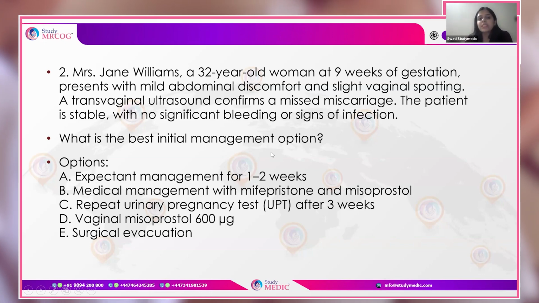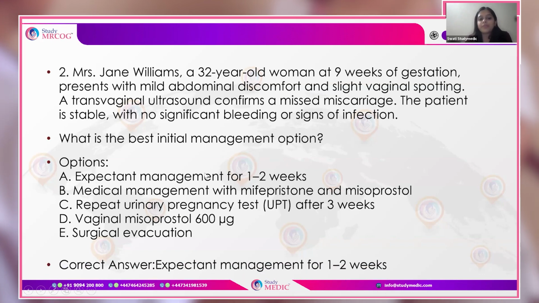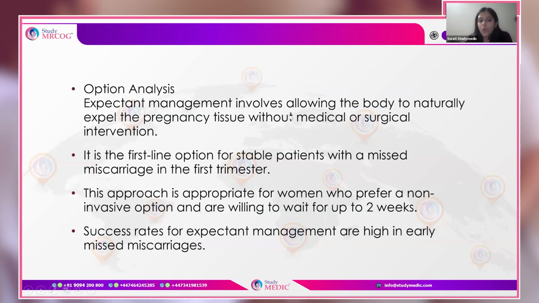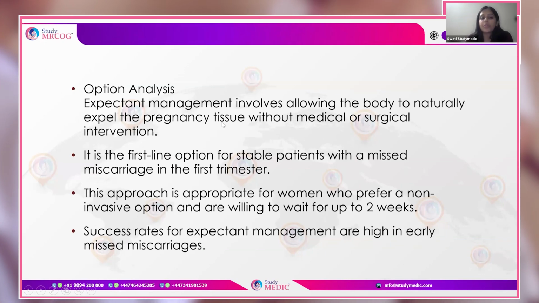So for the best initial management option, we will look whether expectant management is there in the options or not. If it is there and no contraindications are there, we would prefer expectant management for 1 to 2 weeks as the initial, that is first line management option. What does it involve? It involves allowing the body to naturally expel the pregnancy tissue without any medical or surgical intervention. It's the first line option for stable patients with a missed miscarriage in the first trimester. And it is appropriate for women who prefer a non-invasive option and are willing to wait for up to 2 weeks. Plus, she should not be at high risk of bleeding.